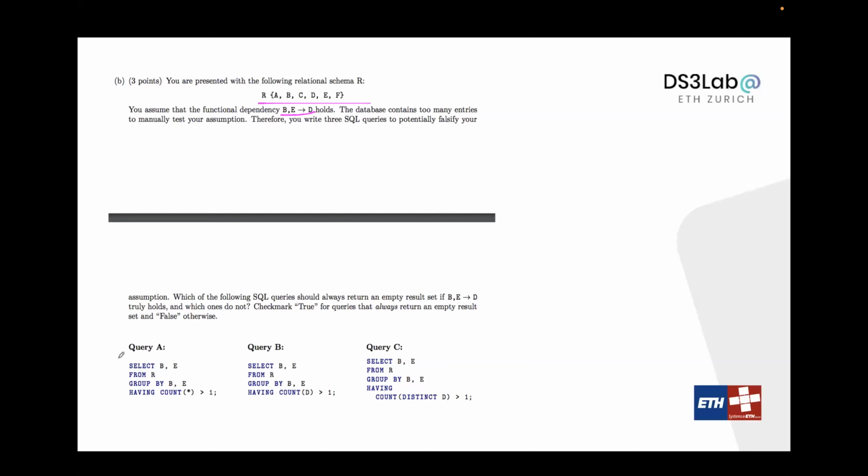For example, if you look at the first query, what it's going to do is select from R, group by B and E, and give you all the groups that have more than 1 tuple associated with them. Essentially, if this constraint holds for every single BE group, this count value should be, oh sorry, should be 1. So if this functional dependency actually holds, this query should return nothing. It should return the empty set if this holds. Make sense? So this is actually how to think about it.